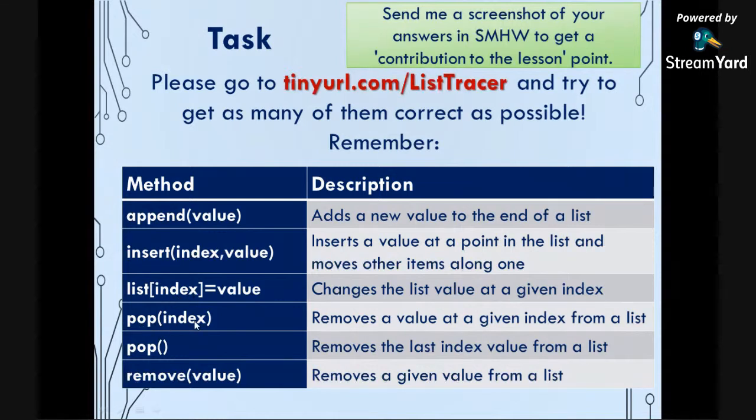Pop index will remove a value at that particular index from a list. So if you said pop 5, then it will remove the 5th. Don't forget we count from 0, so it will actually be the 6th item in the list. Just pop with the brackets removes the last index value from a list. And then remove value is very similar to pop, but it removes a given value from a list instead of a value at a particular index.